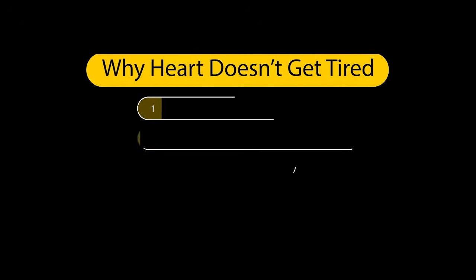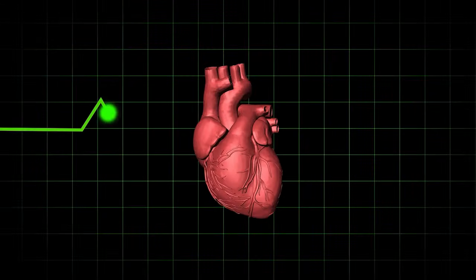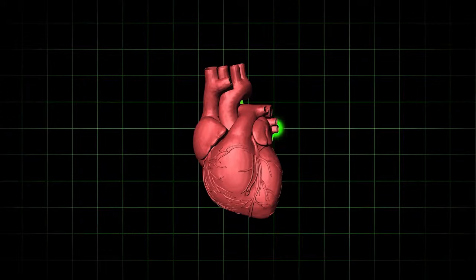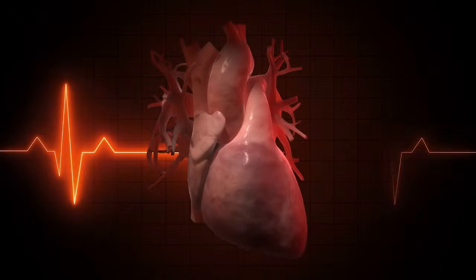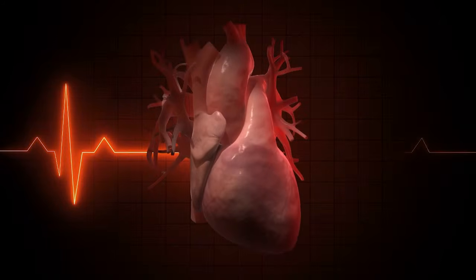To sum up, the heart doesn't get tired because of its specialized muscle type, its high energy production from mitochondria, its use of aerobic metabolism, and its ability to rest briefly between beats. It is an incredibly efficient, self-sustaining system designed for lifelong function. So while you rest at night, your heart never sleeps. An amazing example of biological engineering in action.